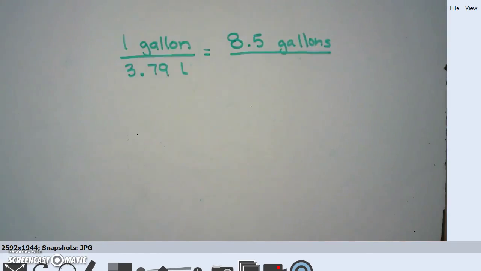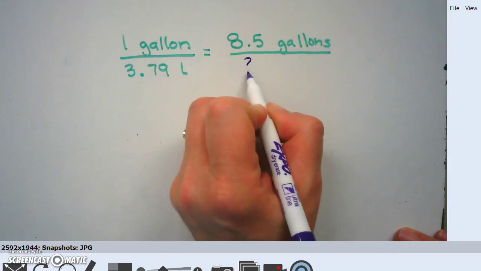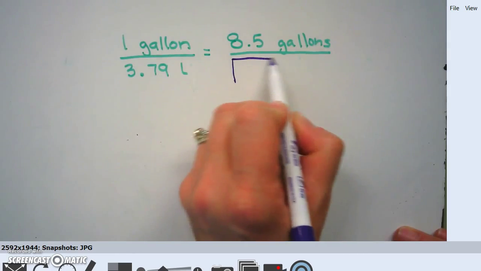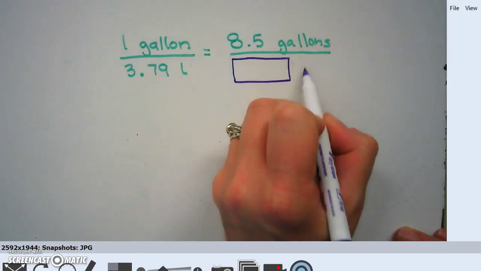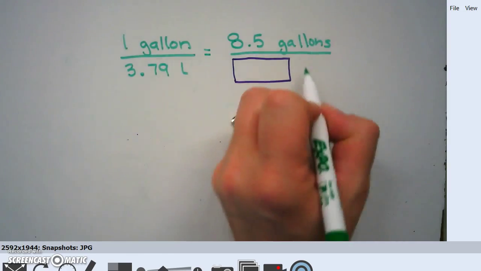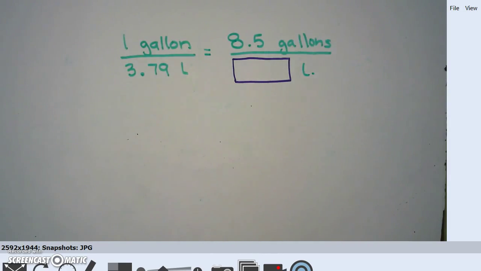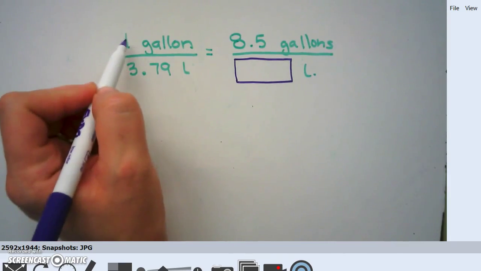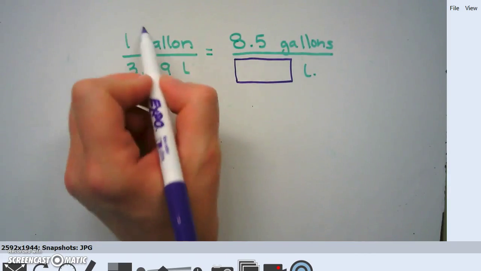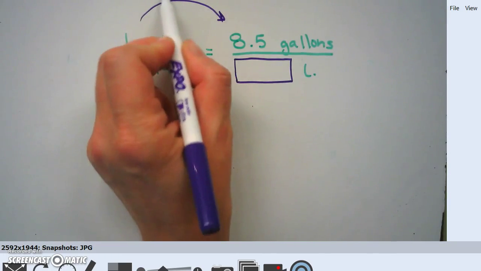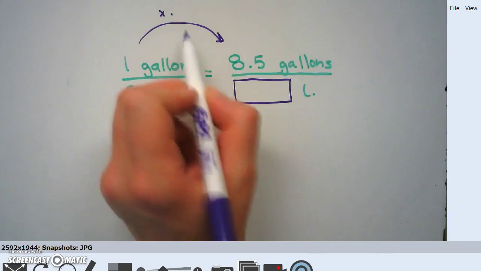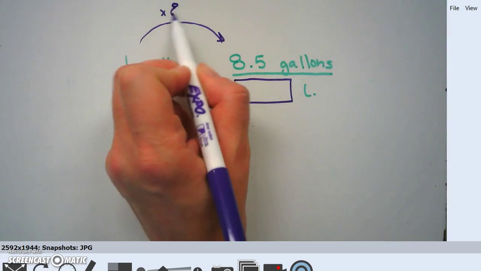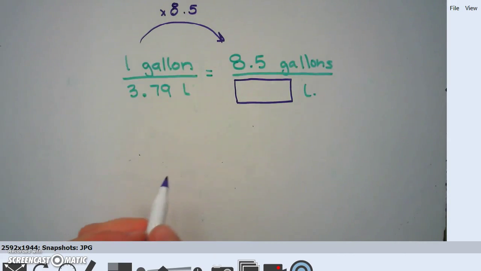So I want 8.5 gallons, and that's equal to a question mark. But in this case, let's just leave it like an empty box so we can fill it in with numbers. Is equal to some amount of liters. Well, now let's think. We need to keep this relationship in proportion to each other. So to go from 1 to 8.5, we multiplied by 8.5.